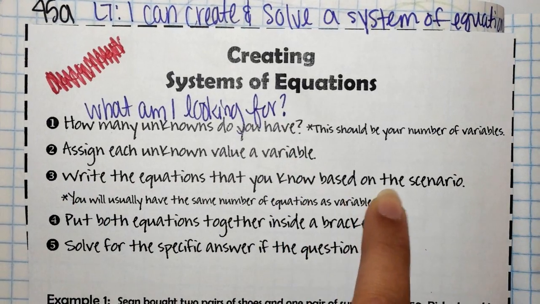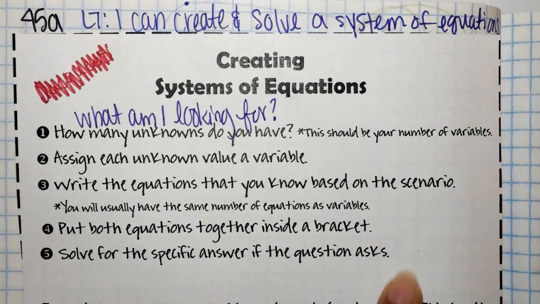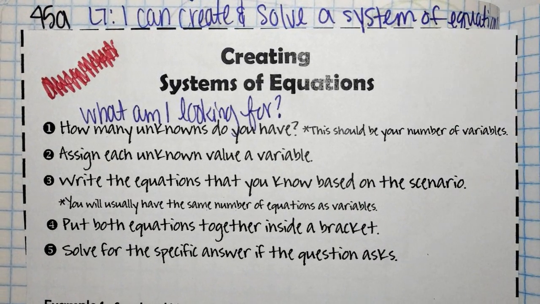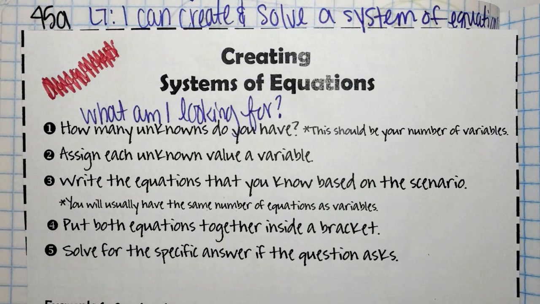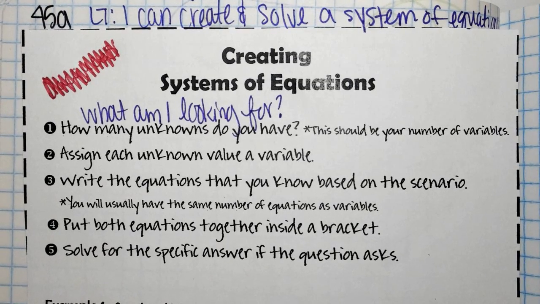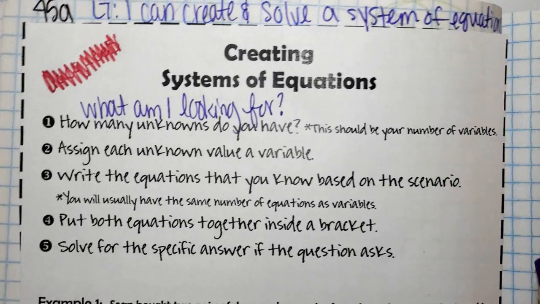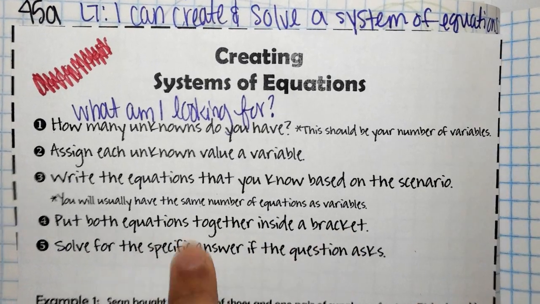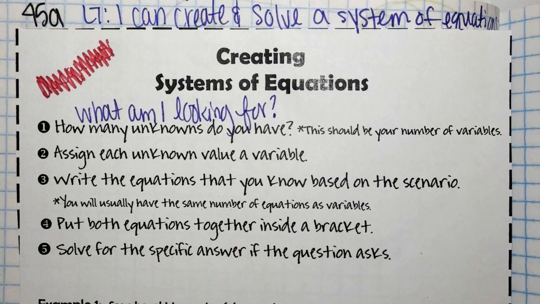Then we're going to write the equations based on the scenario. So what does the word scenario mean? The situation, what's happening, right? So if I say that we're going and buying jeans and t-shirts, what's our variable going to be? About jeans and t-shirts, yeah. Alright, so then we're going to put both equations together inside a bracket to make our system, and then we're going to solve. Are you guys ready?